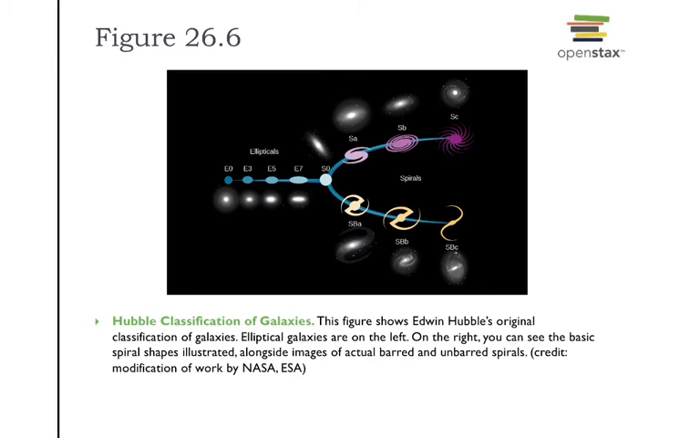Here's an image of classifications for galaxies. You can see ellipticals ranging from E0 all the way up to E7, and the higher the number, the more elongated it is. Then spirals, you have the barred spirals and then the unbarred as well. And then around S0 would be that blend of ellipticals and spirals.